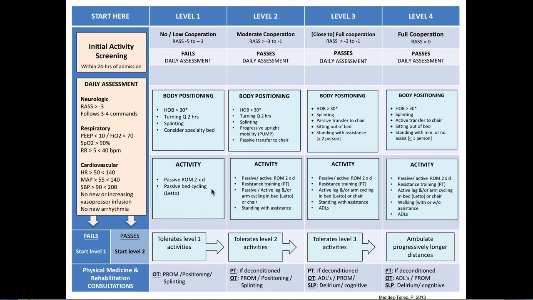Because if they fail, then they're at a level 1, and their RASS scores usually will be like a -5 to 3, and you'll do more of a passive range of motion with the patient. And as you progress, once they do well with passive range of motion and you assess them and they're a little bit more awake, you can move on to level 2, 3, and 4, which the patient is more and more engaged and more active in.